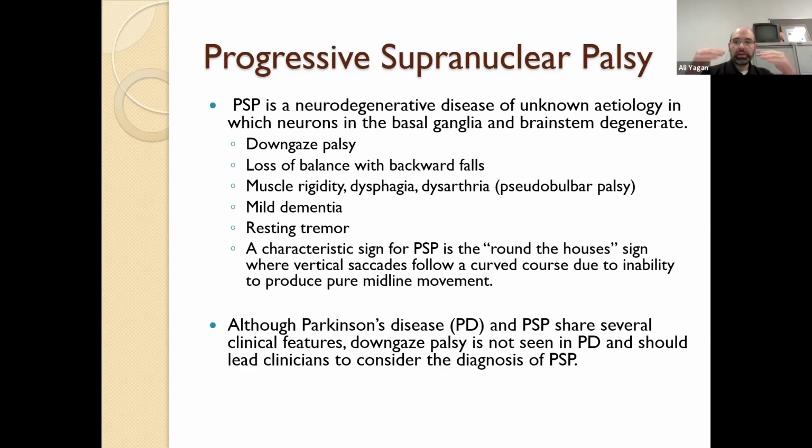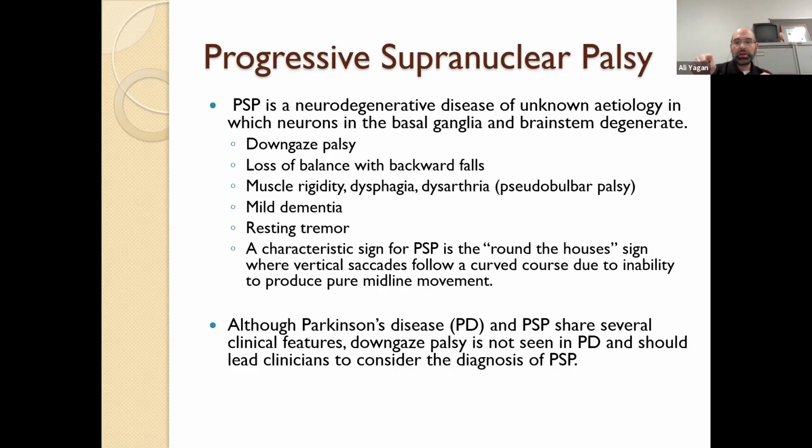They might not get double vision, but they can't move their eyes downwards. So they have a chin down position to keep looking up and down. A classical sign, what we call a round the houses sign. When you look straight up or down, because they can't, they do that rotational movement.